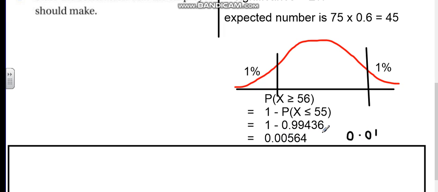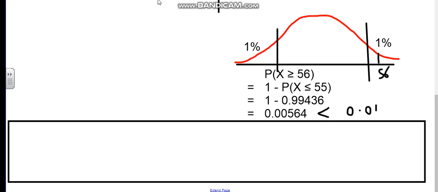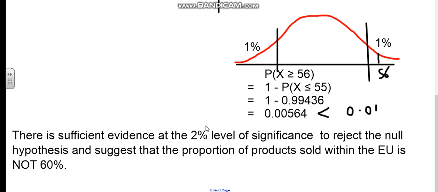Well, 0.005 is obviously less, and anything that's less means you are rejecting, because it would be in here somewhere. So we're rejecting the null hypothesis here. Yes, that's right, I'm rejecting. So my statement will be there is sufficient evidence at the 2% level of significance to reject the null hypothesis and suggest that the proportion of products sold within the EU is not 60%.